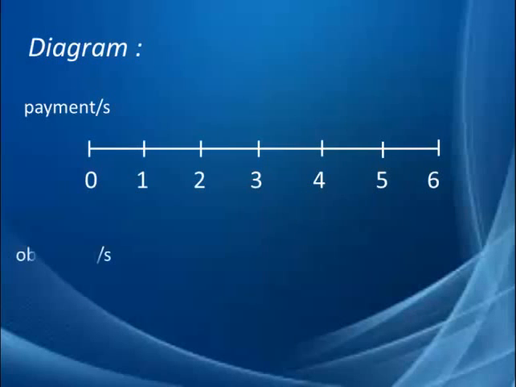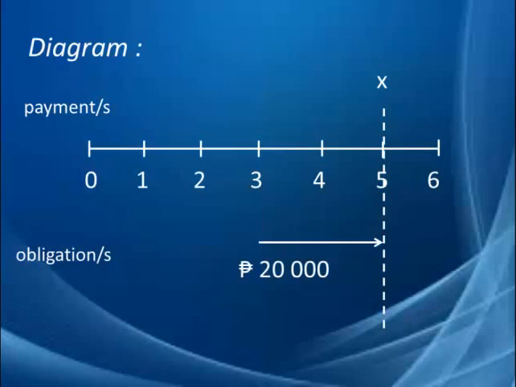So in our diagram, let us have at the end of 5 years as our comparison date. So from 3rd year to 5th year, 20,000 pesos will be accumulated. Our time is 2 years. From 6th year to 5th year, 30,000 pesos will be discounted and our time is 1 year.